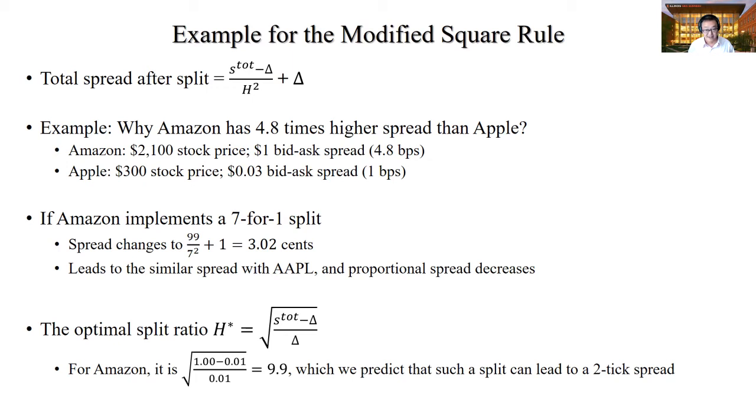Amazon has a $2,100 share price and a $1 bid-ask spread. Apple has $300 and a 3-cent bid-ask spread. If Amazon did a 7 for 1 split, their spread would change to 99 divided by 7 squared, plus 1, which is 3 cents. So it leads to the same spread as Apple, and the proportional spread decreases. Actually, our model suggests they should split even more aggressively, more like a 1 to 10 split.